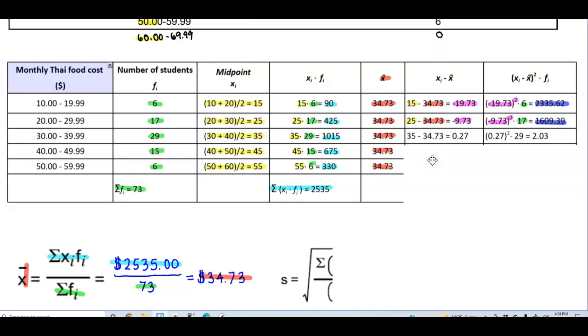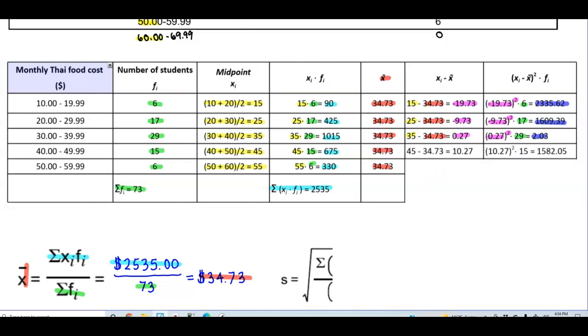Next, we take the next midpoint, which is 35, and subtract the sample mean of 34.73 to give us a result of 0.27. We take 0.27 and square it, and then multiply it by the frequency of 29 to give us a result of 2.03.